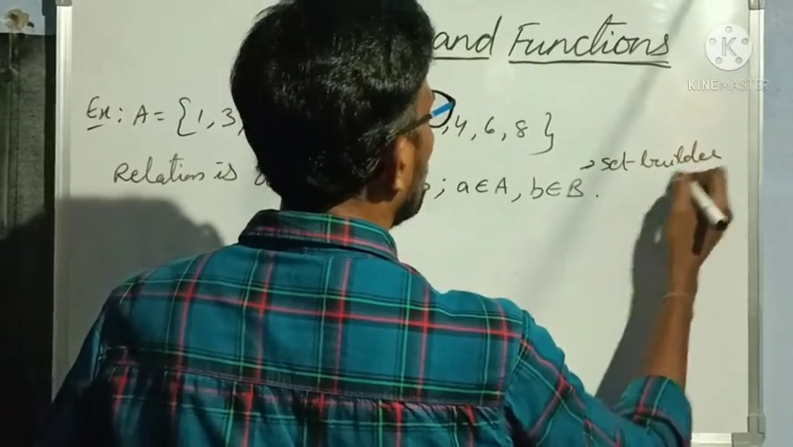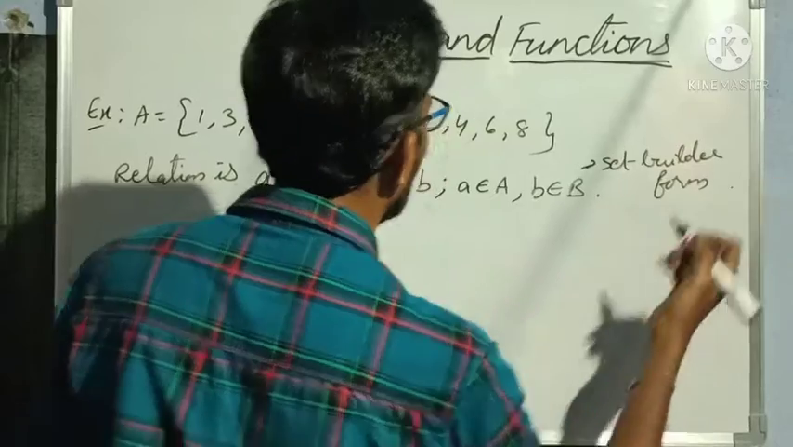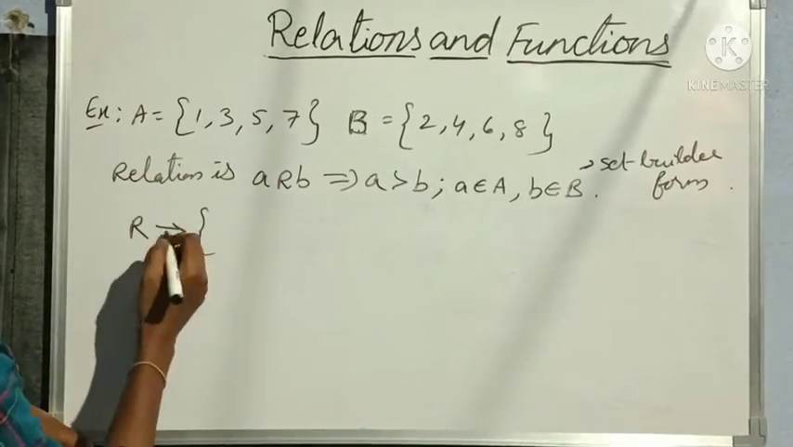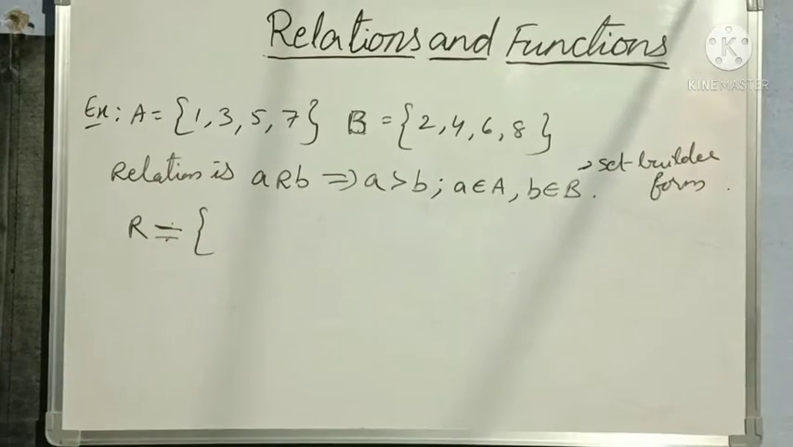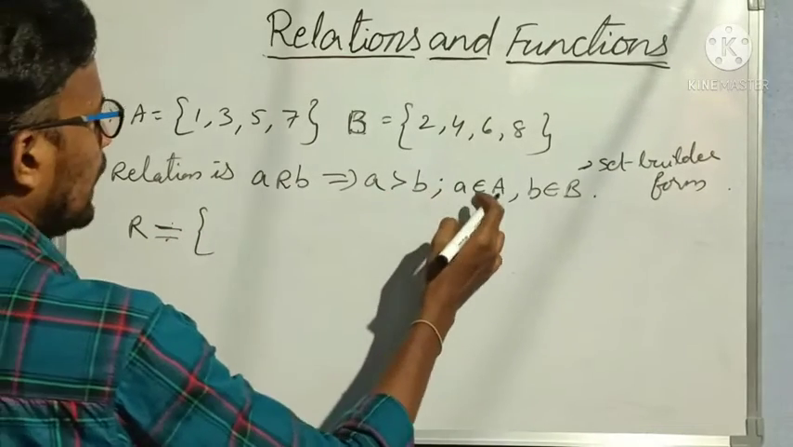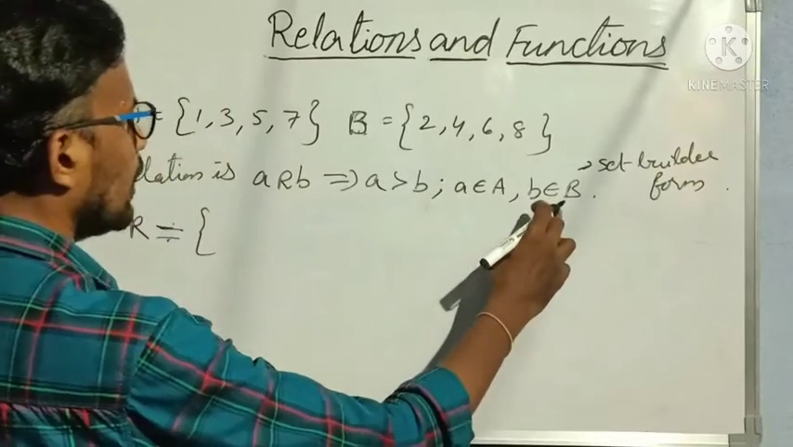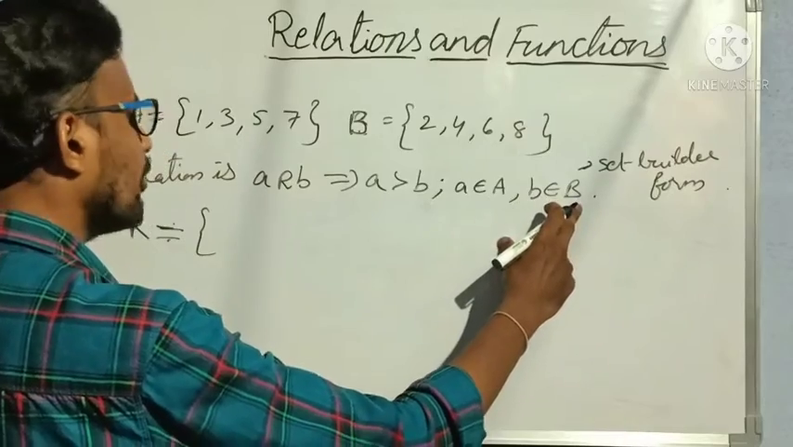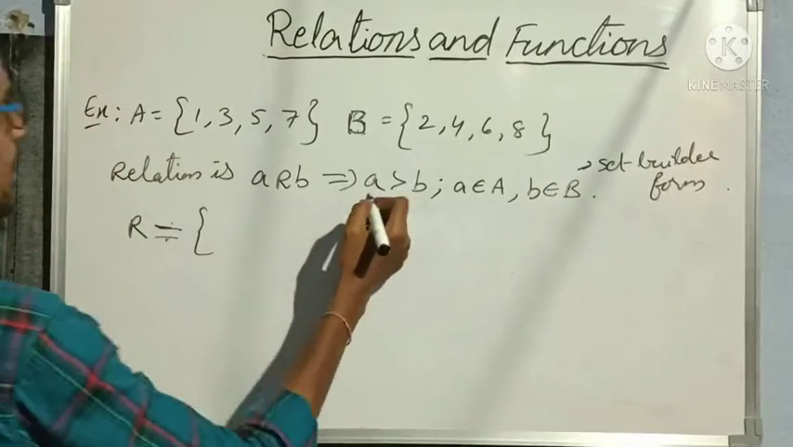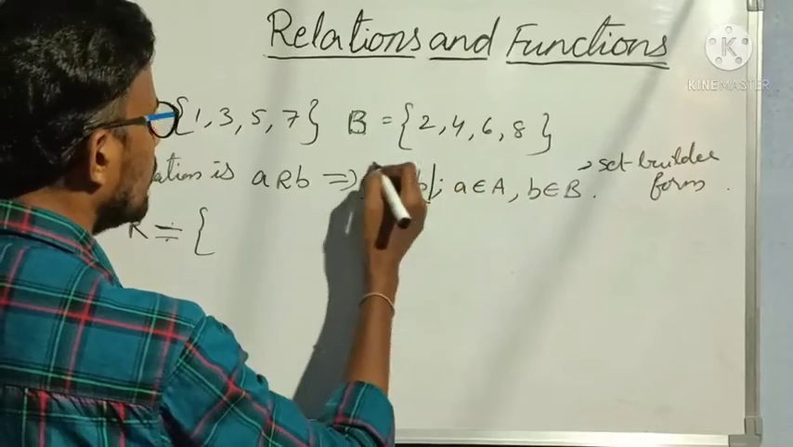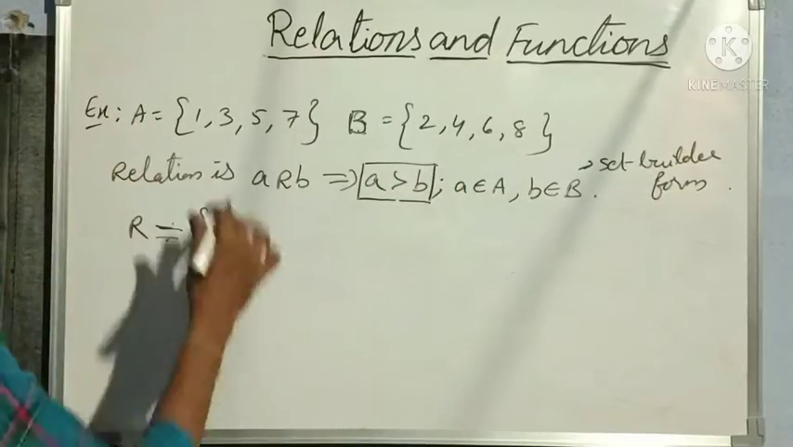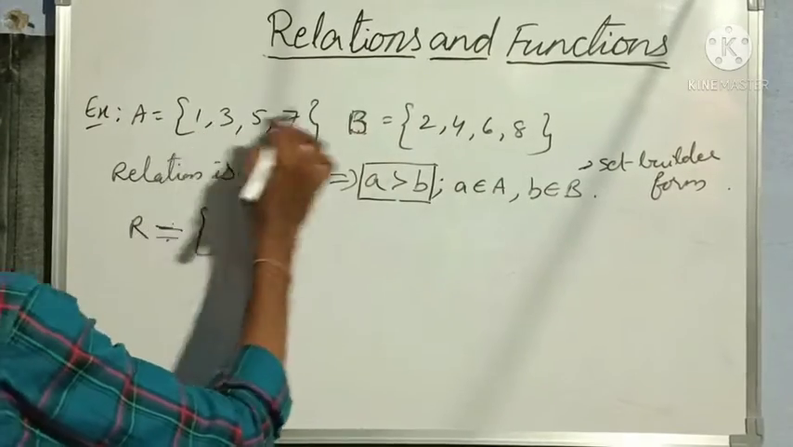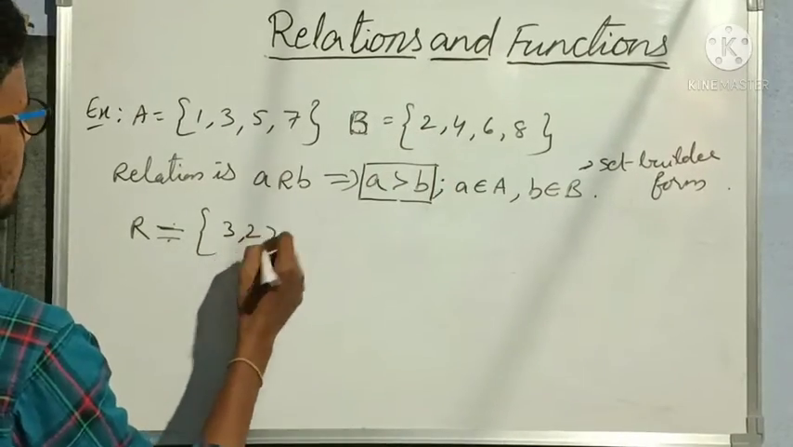Given the question in set builder form, we need to write the answer in roster form. So we need to find the relation such that a is greater than b here. So R is equal to, a is greater than b, where small a is an element of capital A and small b is an element of capital B, and this relation must satisfy the condition that a is greater than b. If I take (1, 2), is 1 greater than 2 here? No, it is not possible. (3, 2), can I take? Yes, (3, 2) is possible.